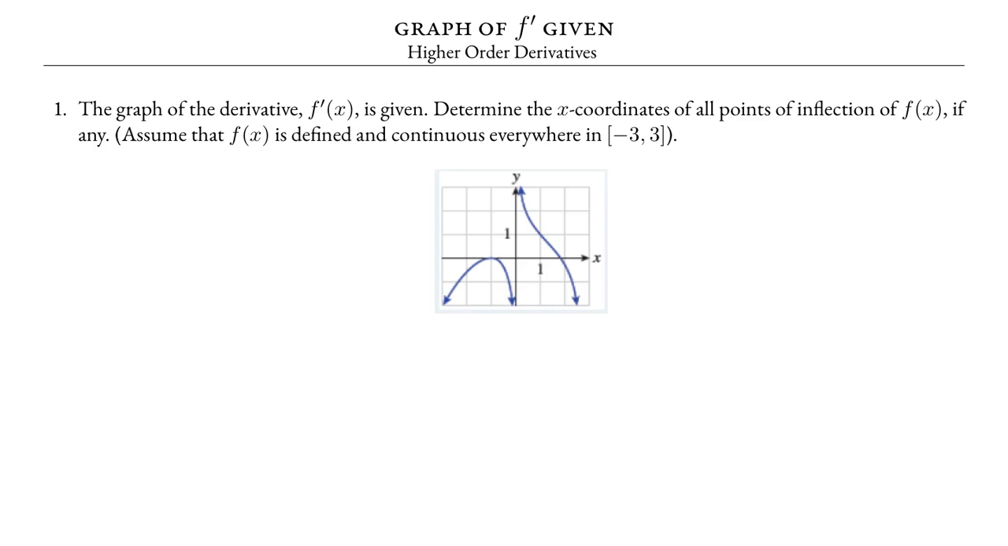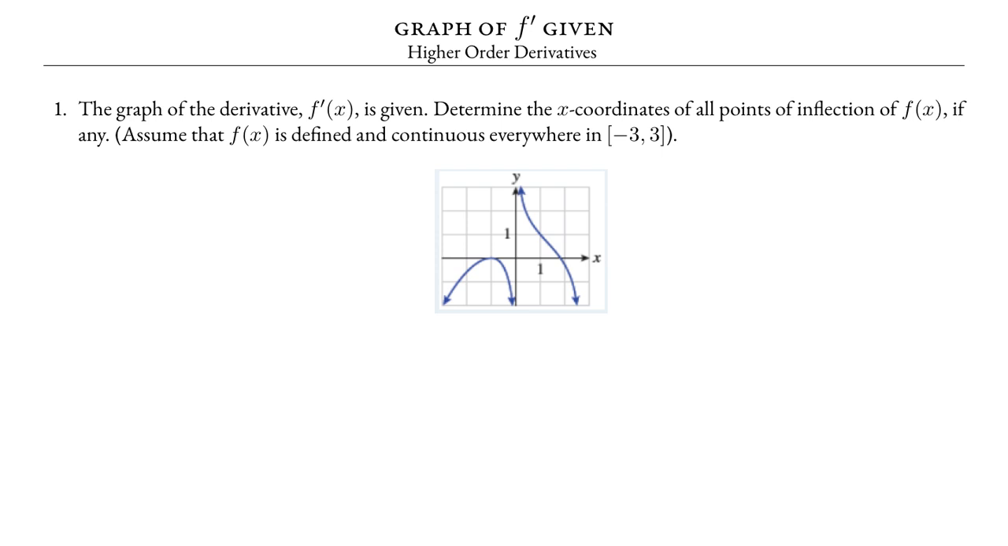The graph of the derivative f prime is given. Determine the x-coordinates of all points of inflection of f of x, if any. Assume that f of x is defined and continuous everywhere in the interval -3 to 3.